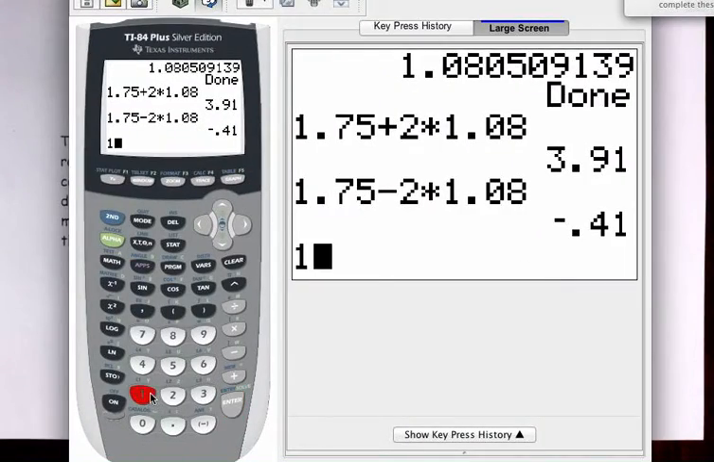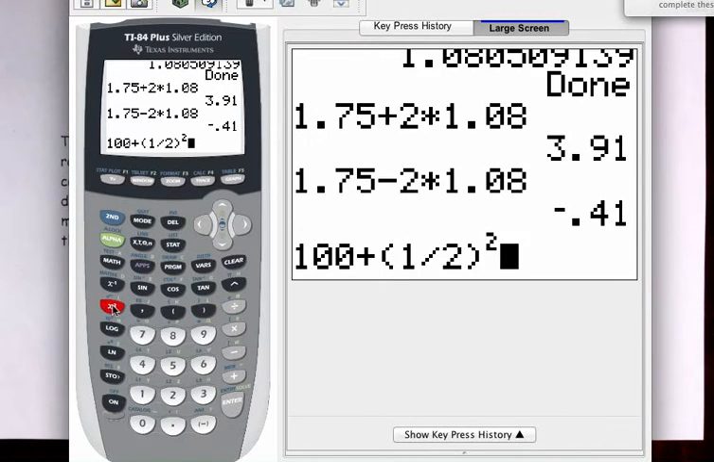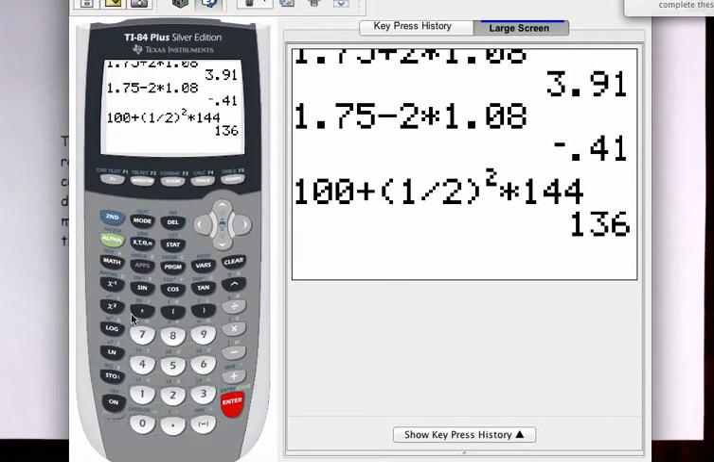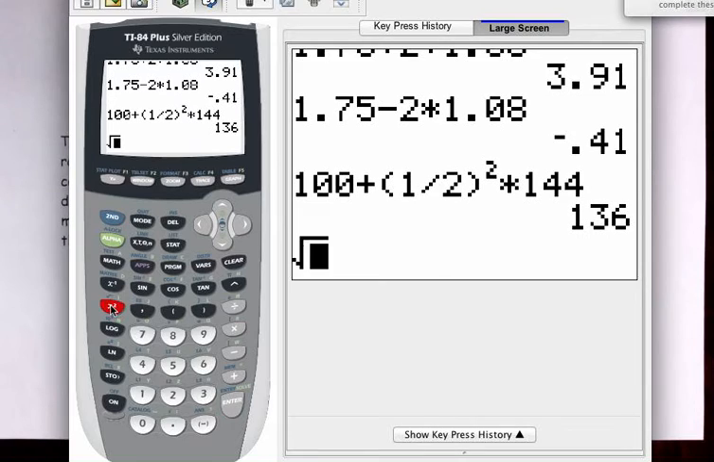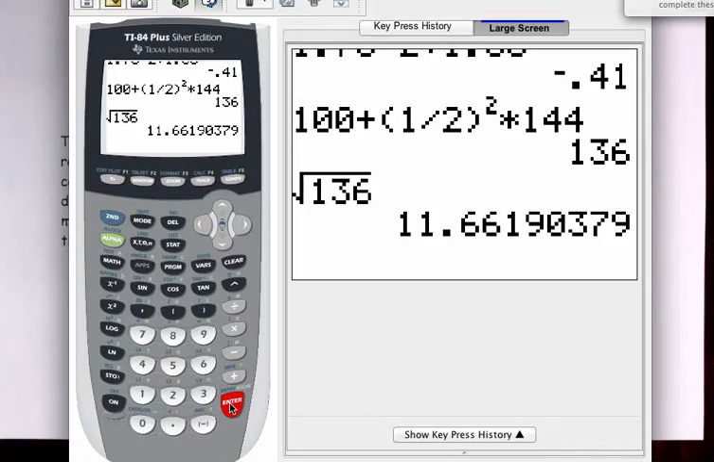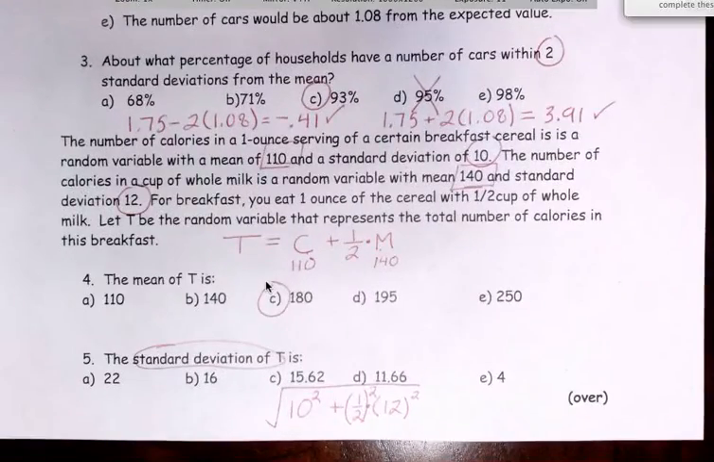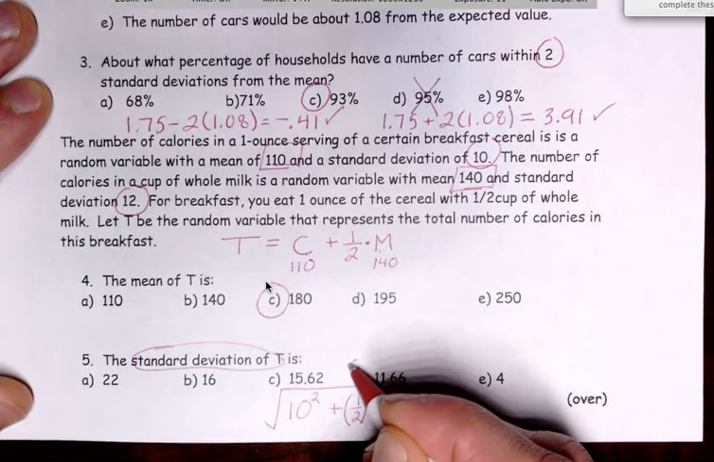10 squared is 100. Plus, we'll take the 1/2, we'll square that, and then we will multiply by the 12 squared, that's 144. That gives us a total variance of 136, and we can take the square root of the 136. And that will give us about 11.6 calories for our standard deviation, and that should be answer D.